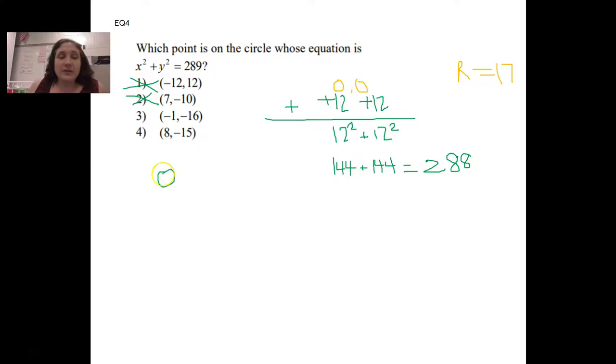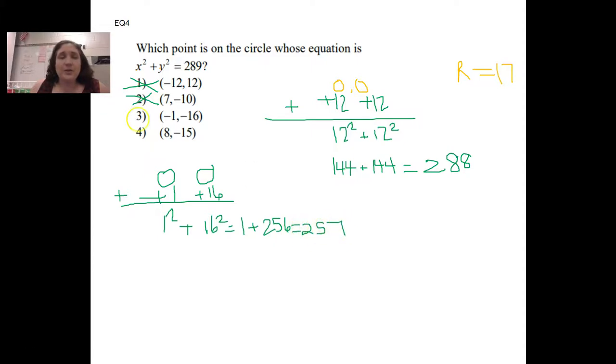We've got 0, 0 as our center. We've got negative 1 and negative 16. We're going to subtract. Change this sign, change this sign, change this sign. Now we can add. We've got 1 squared plus 16 squared. That's going to equal 1 plus 256, which is 257. So it cannot be choice 3. So we know that it's choice 4, but let me just model why real quick. For choice 4, I've got my 0, 0. I've got my 8, negative 15.